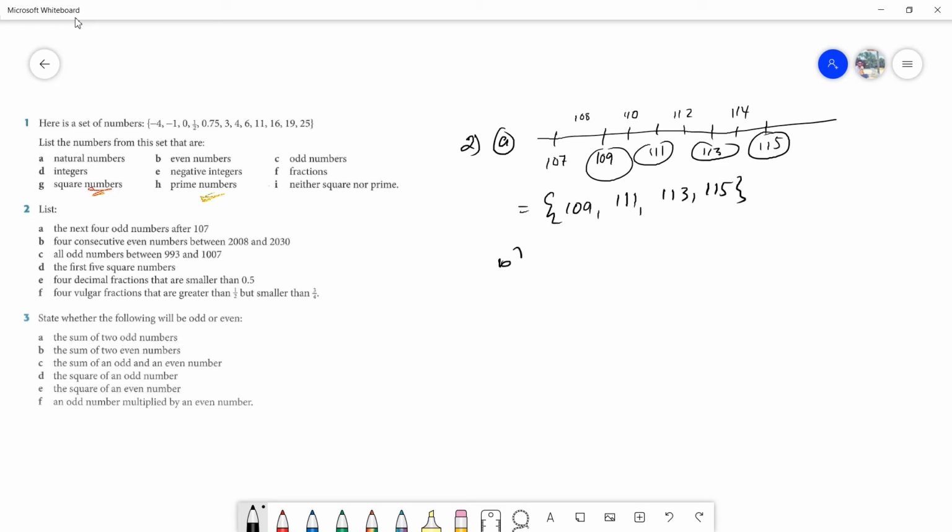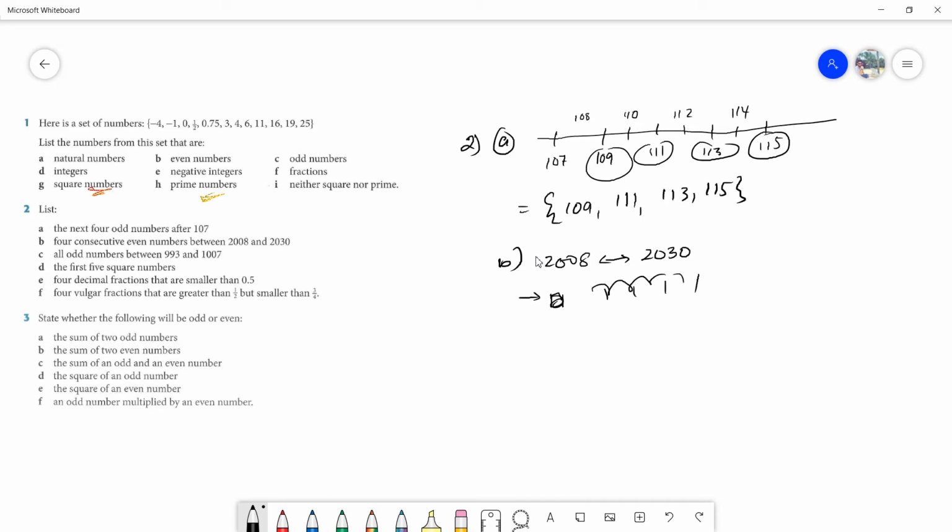Okay. Part B. List four consecutive even numbers between 2008 and 2030. So they said list four consecutive. They said between 2008 and 2030. Consecutive means adjacent, let's say 1, 2, 3, 4, one after another. That's called consecutive.